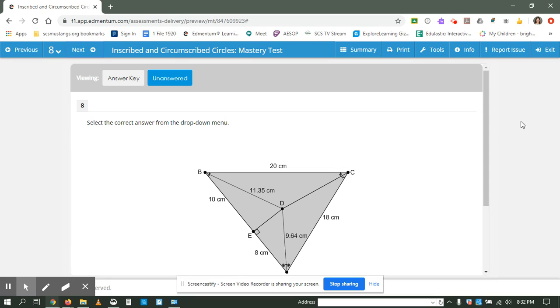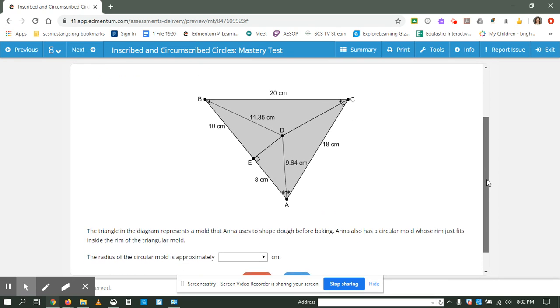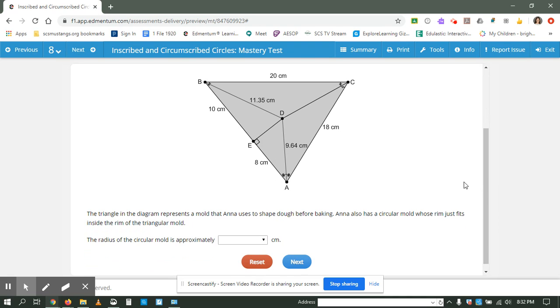Looking at 8, this is a good question. It's got a lot going on, and it's got a couple layers to it. The triangle in the diagram represents a mold that Anna uses to shape her dough before baking. She also has a circular mold whose rim just fits inside the rim of the triangular mold.